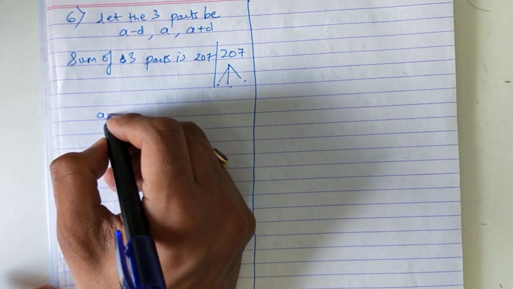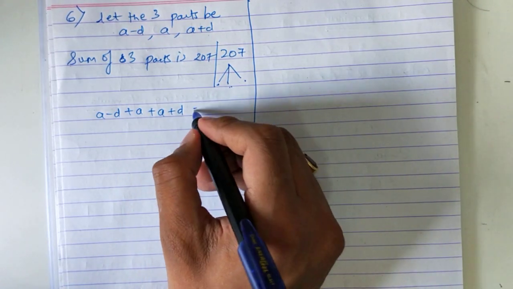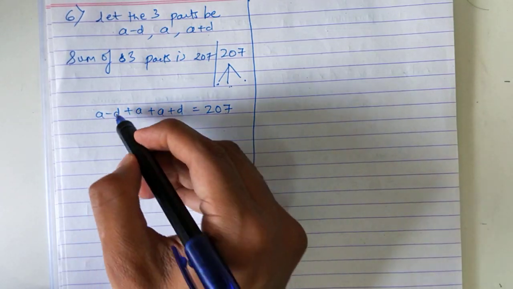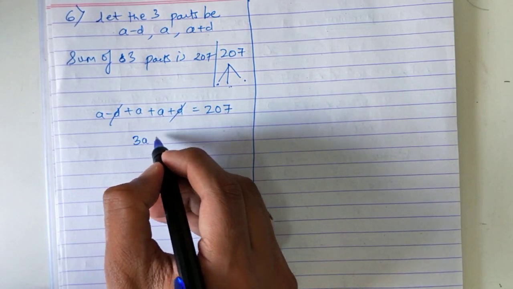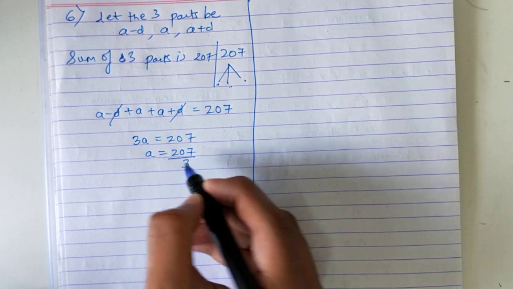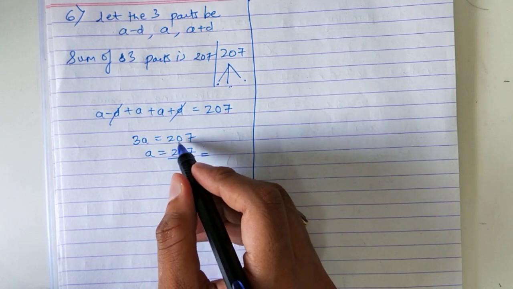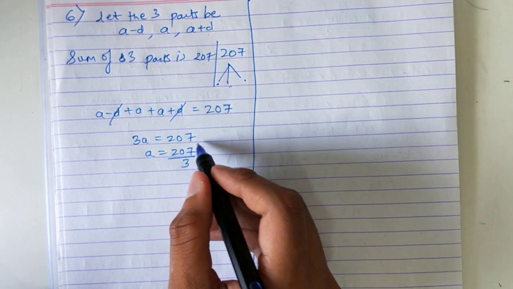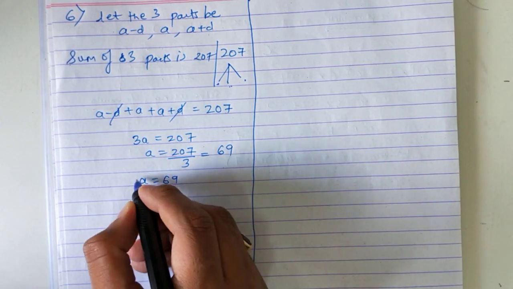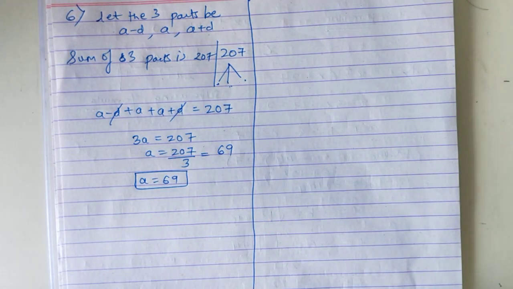Correct. So when I add these parts, a minus d plus a plus a plus d equals 207. So this d will get cancelled. 3a equals 207. So a is 207 upon 3. 3 ones are 3, 3 sixes are 18, and 3 nines are 27, so this is 69. So you are getting a as 69. First part of the sum is done.